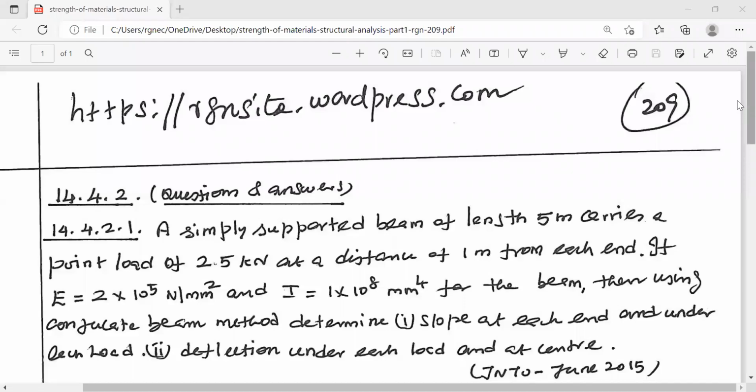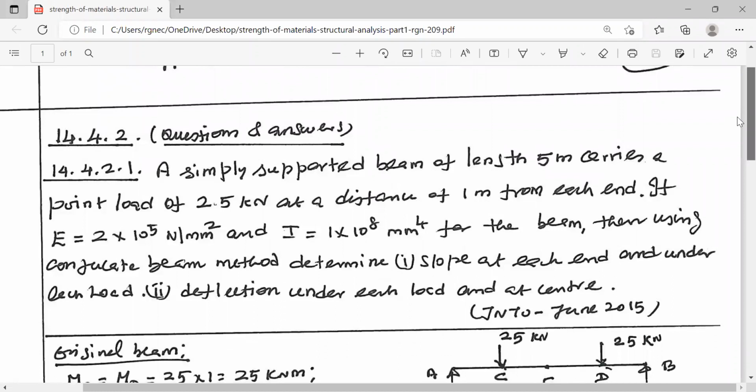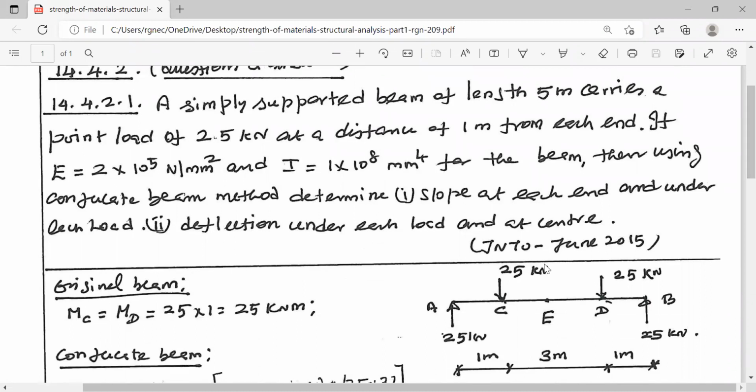Hello friends, we will now see one university question and answer for calculation of slope and deflection by using the conjugate beam method. This question is for JNTU in the year June 2015. For calculation of slope and deflection, there are several methods such as Macaulay's method, moment area method, conjugate beam method, strain energy method, unit load method, etc.